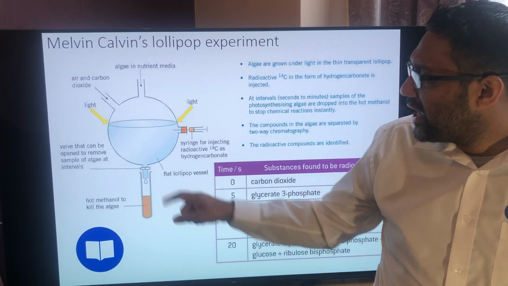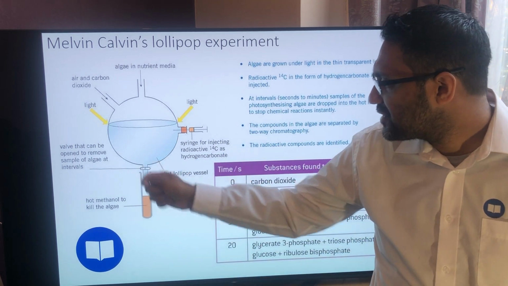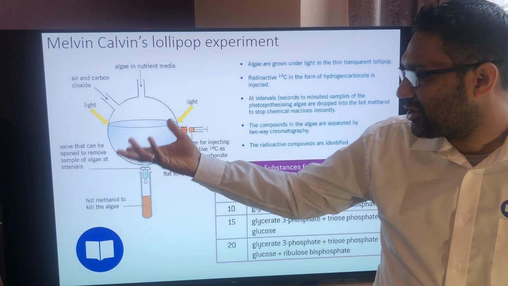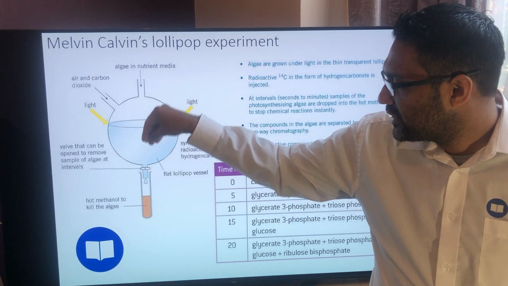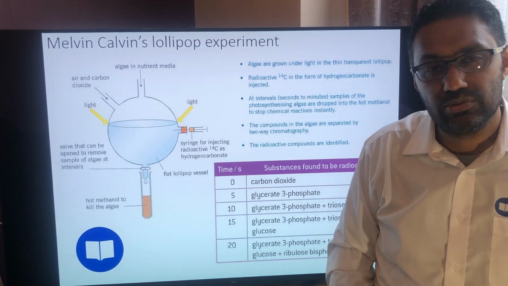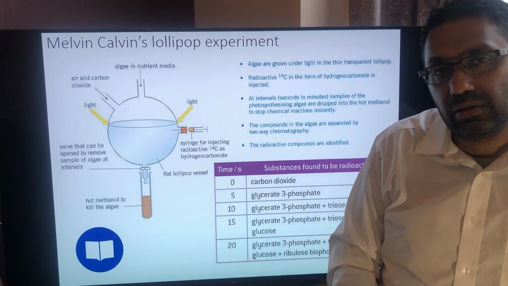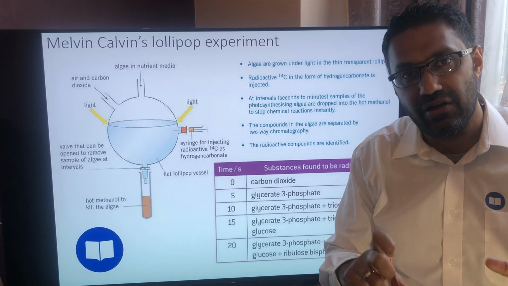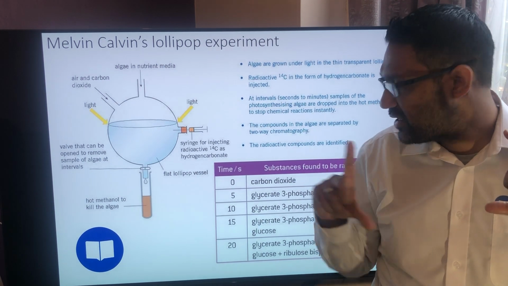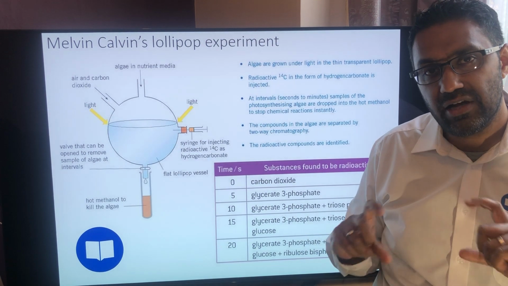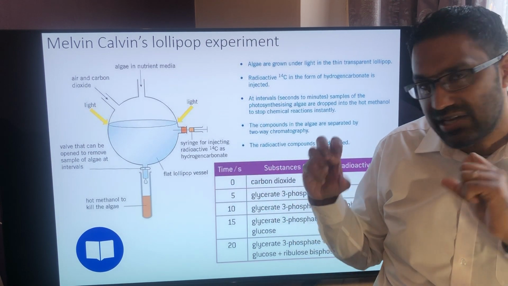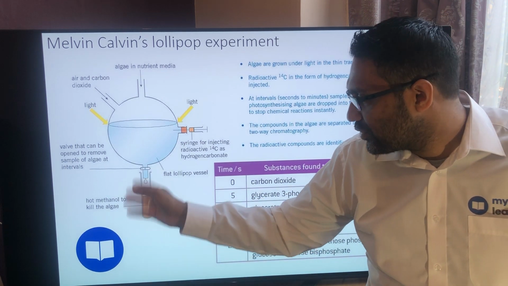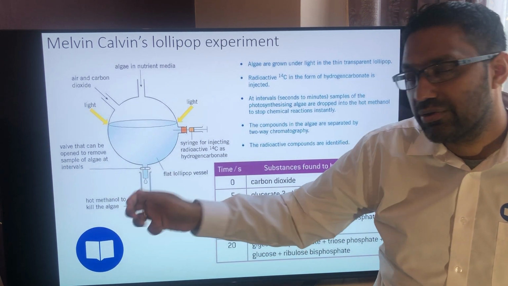So they injected that, and every 5 seconds, they opened the tap, and the algae with the carbon dioxide inside would have fallen into this hot methanol. Now the hot methanol is just hot alcohol, which would instantly kill the algae. And what that would do is take a snapshot in time. It's like taking a photograph every 5 seconds: 0, 5, 10, 15, 20, 25, 30, 35. You could do it every second if you wanted to. You're constantly moving that away and testing what's in there, and then putting another fresh test tube in there, another 5 seconds, and so on.